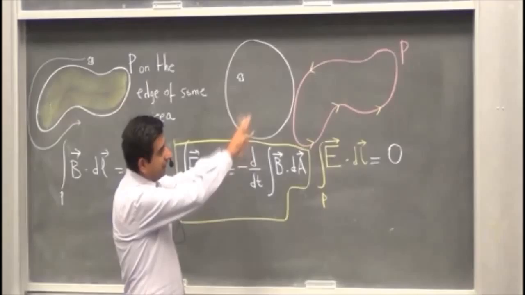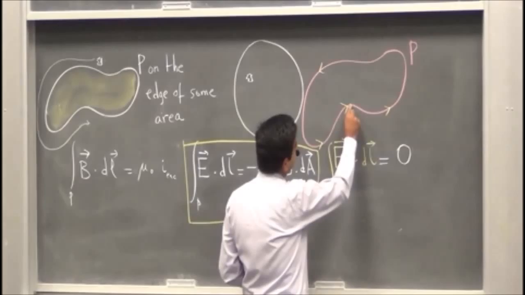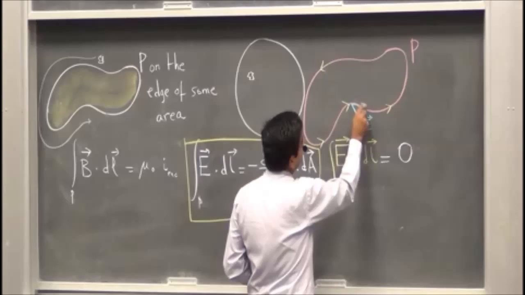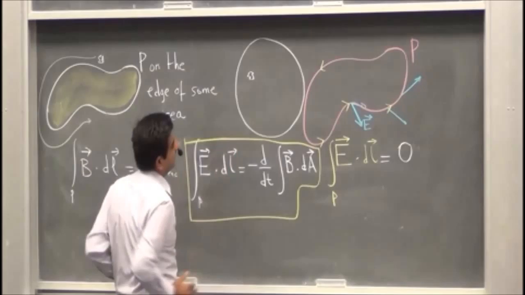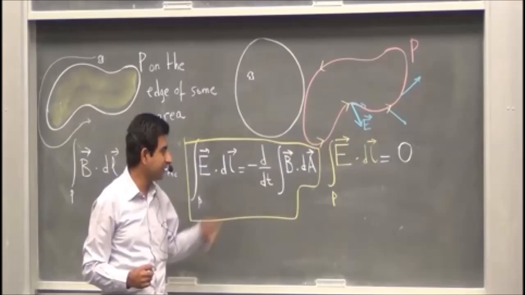So what is B, what is dA? The left hand side is clear, okay? So I take this path P and I calculate E dot dl. There is some electric field in this region which I want to calculate. I take the dot product of electric field with dl here, I take the dot product of electric field here, here. Everywhere I take the dot products and then sum over all the dot products over this entire path.